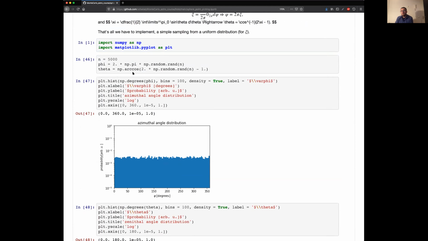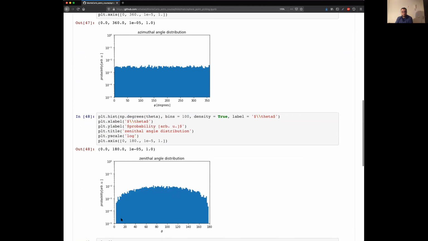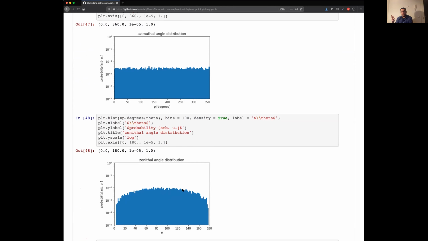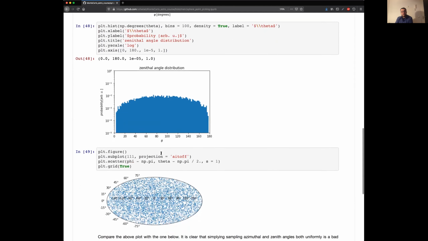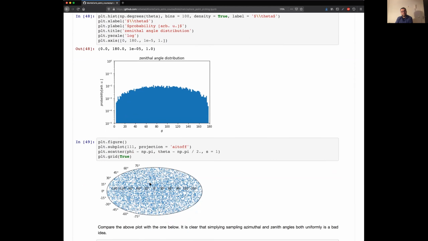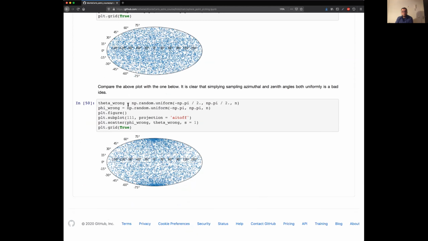Anyways, for phi, we just draw a random number between 0 and 1 and then we multiply by 2 pi. But for theta, we have to use that arc cosine expression from before, drawing n samples between 0 and 1 uniformly. If we plot it, the distribution of azimuthal angle is uniform, but the distribution of zenith angle is not the same, it's not uniform, it's curved. That's why when we do it wrong, we get a lot of events at the poles. If I plot the sampled events, you can see it's isotropic, great. But if I do it the wrong way, as I've shown here, you get an excess towards the poles. That's the wrong way to do it.